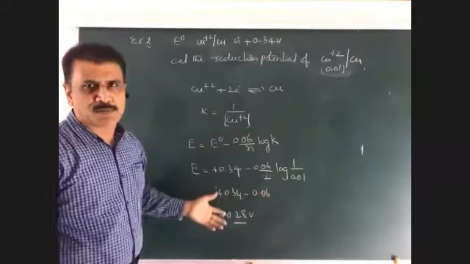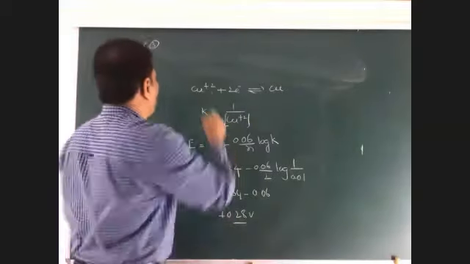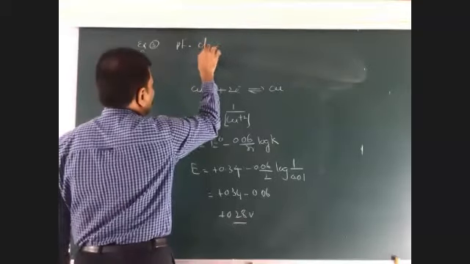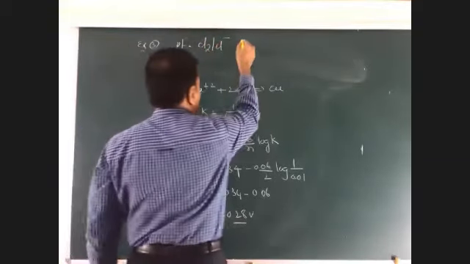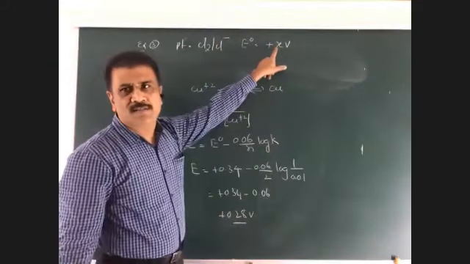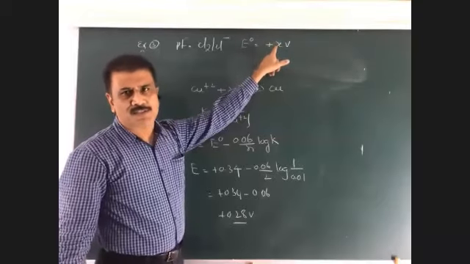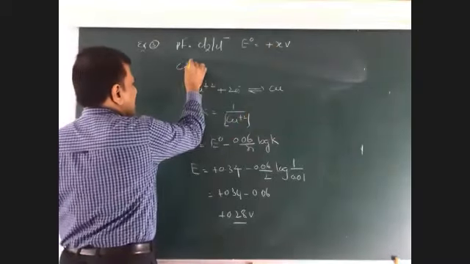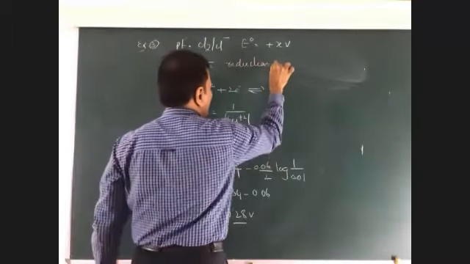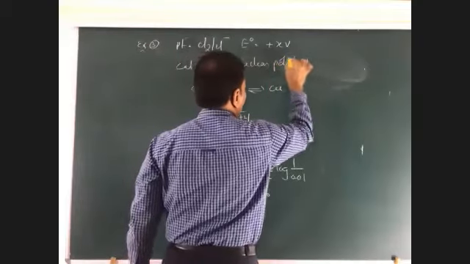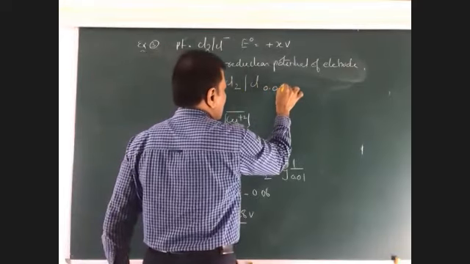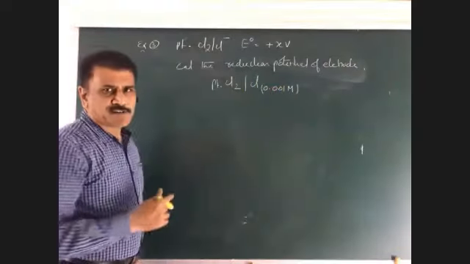So this is another case similarly. I'll take a non-metal electrode now. Say platinum, Cl2 bar Cl minus. E0 is plus X volts. There is no need to learn the values here. Just X volts, positive volt. Now, calculate the reduction potential of electrode Cl2 slash Cl minus 0.001 molar. Here I have taken a non-metal electrode.